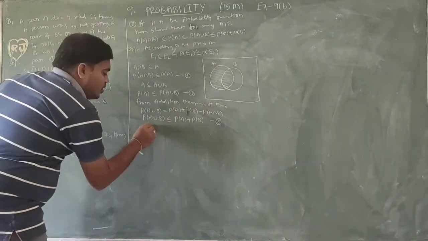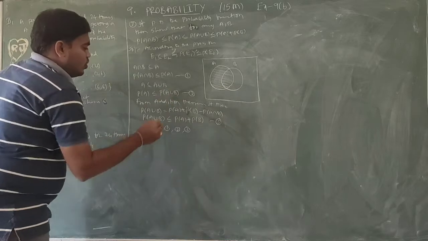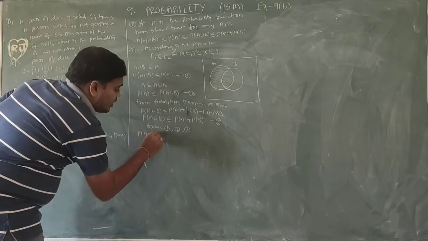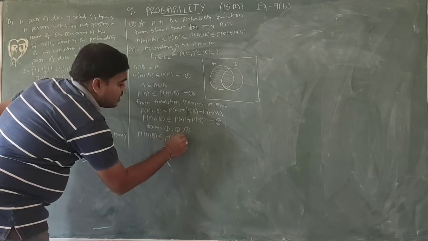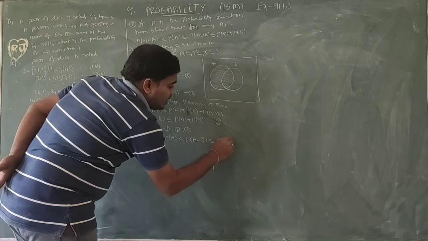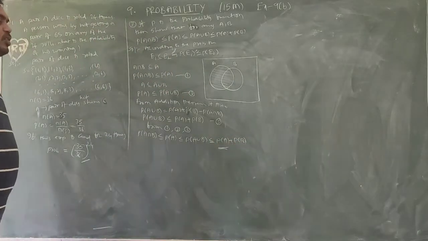From 1 to 3, P of A intersection B is less than or equal to P of A, less than or equal to P of A union B, less than or equal to P of A plus P of B. So this is the required solution.